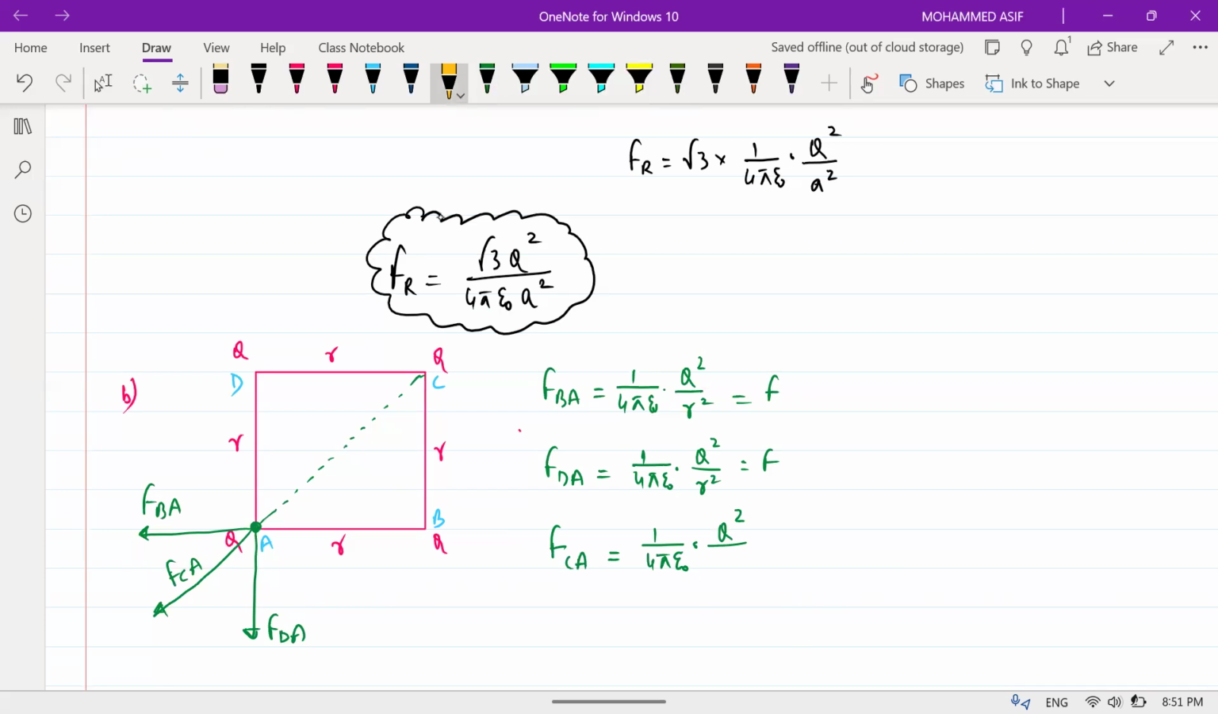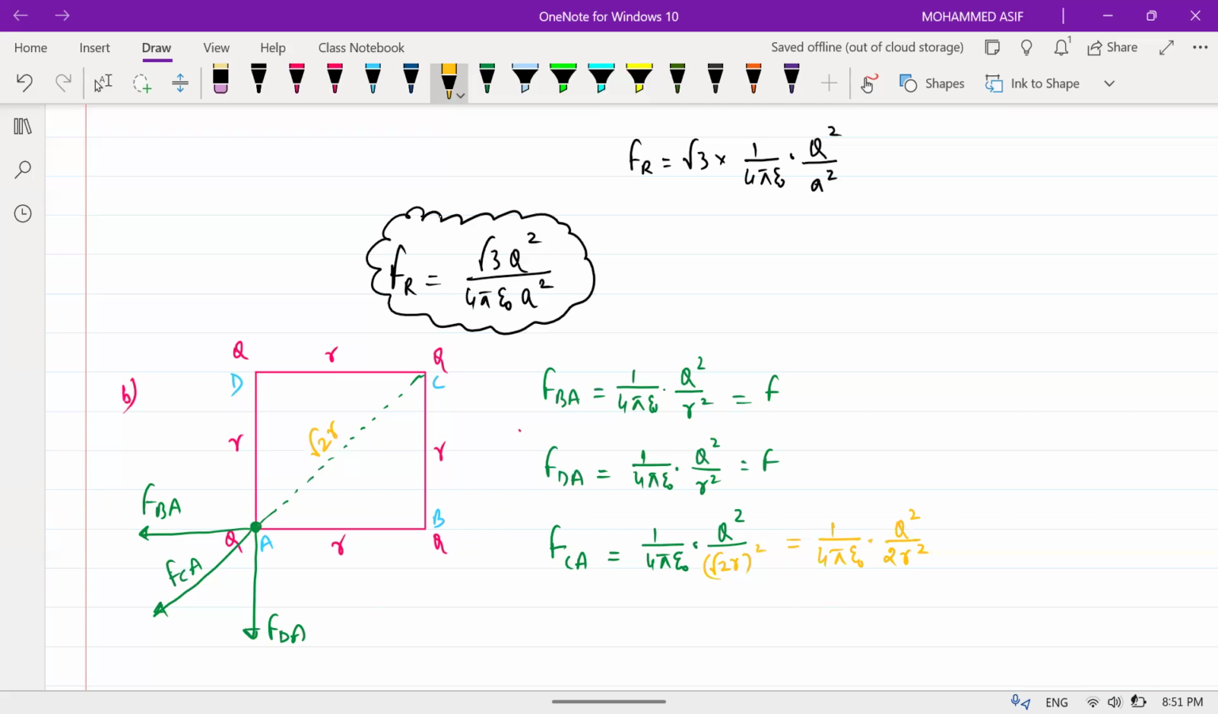What is the diagonal in terms of R? This is the hypotenuse. This is R, this is R. So how much is this? This is root 2 R. So this is root 2 into R whole square. That means this value will be equal to 1 by 4 pi epsilon naught into Q square divided by 2 R square.